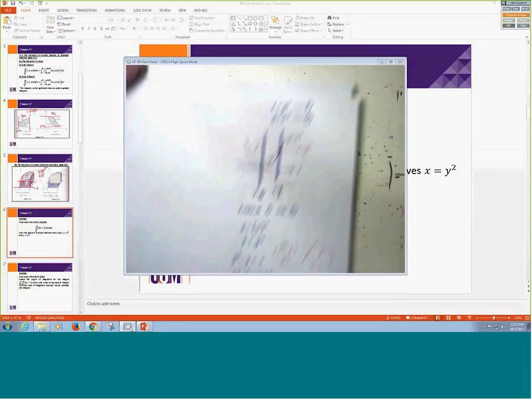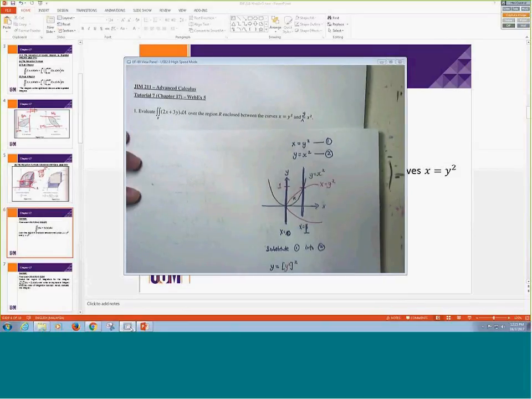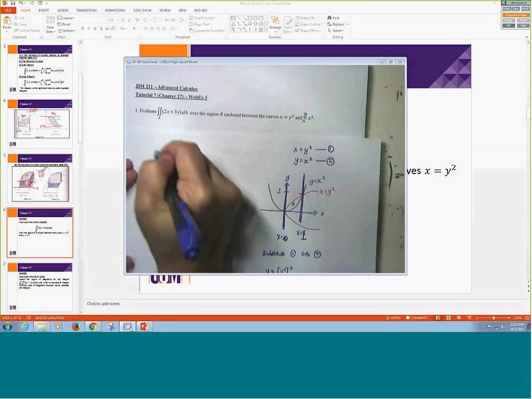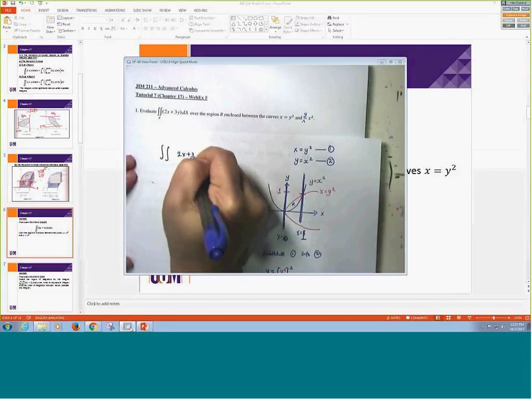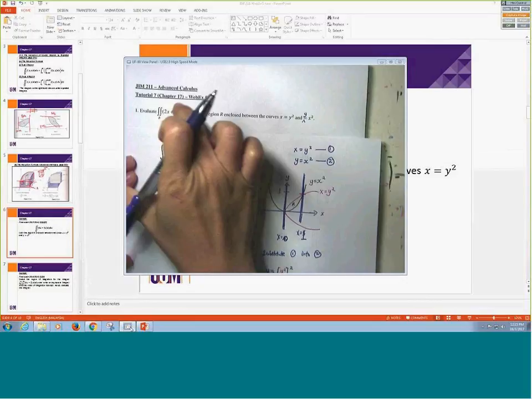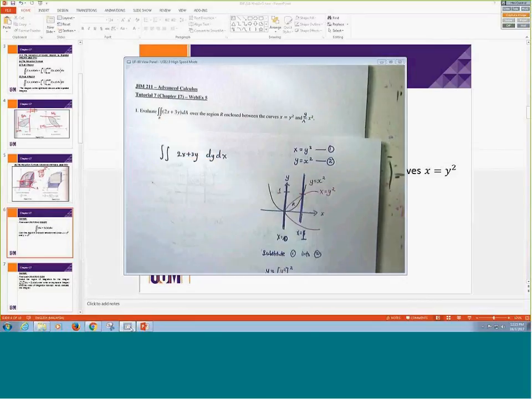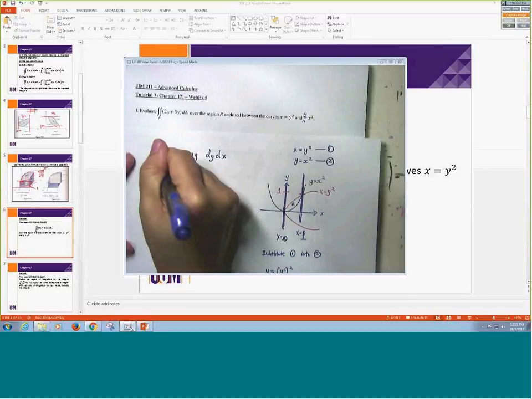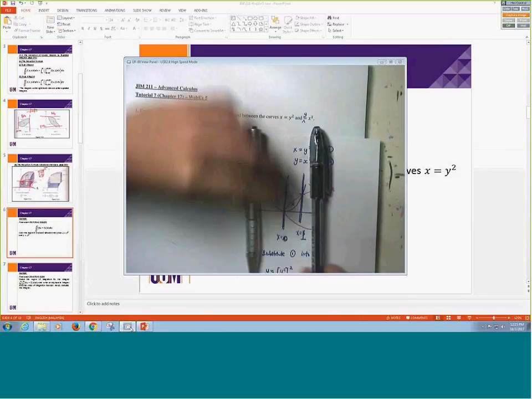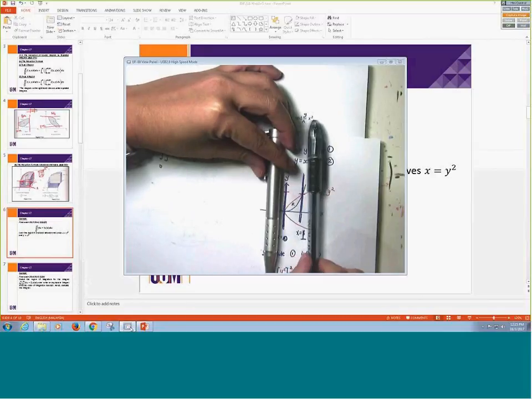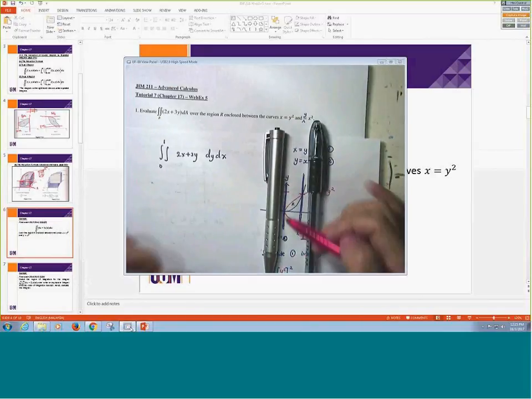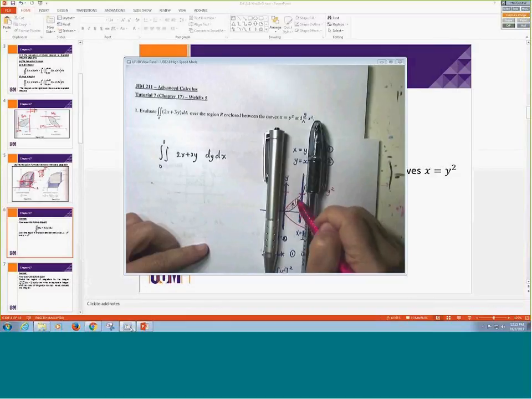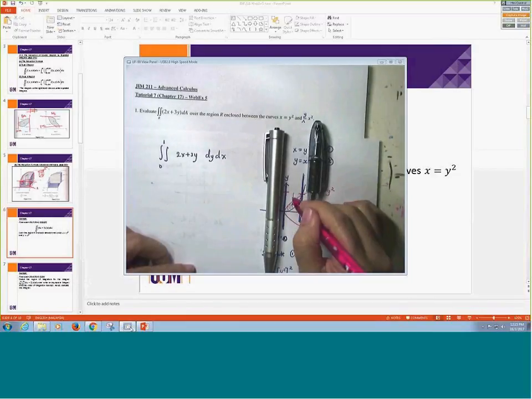In order to solve this, let's say I would like to use type 1. So the 2x plus 3y remains, and dA I replace with dy dx. When I choose dy dx, x must be constant. That's why x is from 0 to 1. Now y, the up and down: the upper one is the function here, minus the lower, which is the black color.